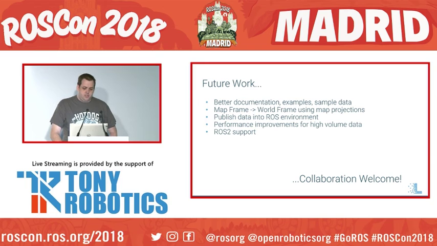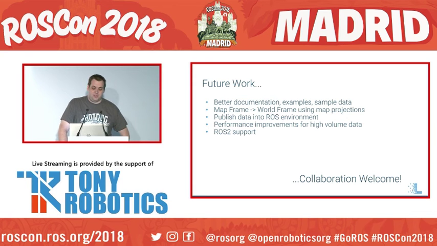There's a lot of things I want to do moving forward with this project. I first want to improve the documentation, add some example applications along with sample data. I want to look at the possible use of existing rectification tools to make it easy to bind map frame to world frame. This would enable us to merge robot data with numerous other sources such as aerial photography or satellite imagery. I want to experiment with publishing data back into the ROS environment so you can do even more experimentation with data. I want to address some performance issues.